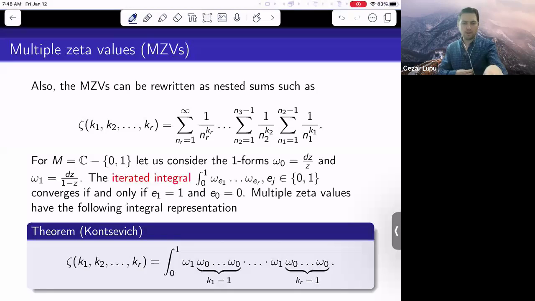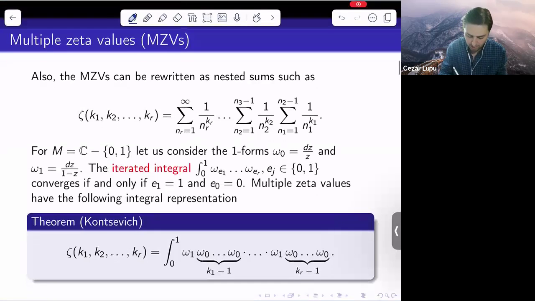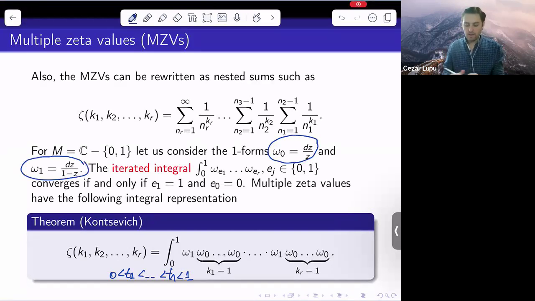Here, this is an integral from 0 to 1, but I wrote it generically. This does not actually converge. What I mean is that it is over this simplex, 0 less than t_1 less than ... less than t_r less than 1. And we have omega 1 and omega 0, these two 1-forms that you see here, dz over z and dz over 1 minus z. Like I said, this iterated integral converges only if the conditions hold at 0 and 1. This was the observation made by Kontsevich.